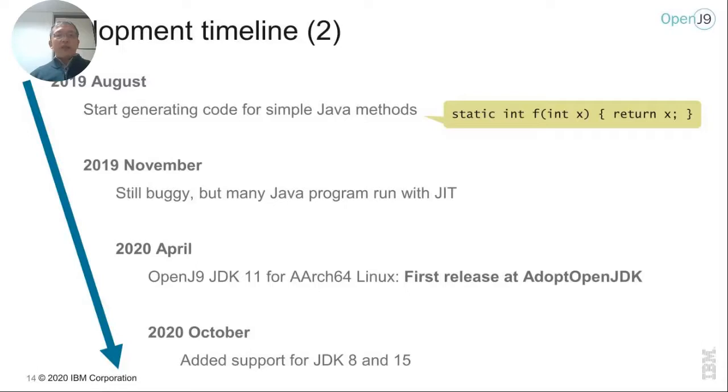Another IBM developer joined in September to accelerate the development, and we were able to run many Java programs with the JIT compiler enabled by November. Then we added support for ahead of time compilation and enabled tests in the nightly builds at the open source project. We spent a couple of months debugging before we finally made the first release in April this year. That was JDK 11 only at that time, but we added JDK 8 and 15 in October.